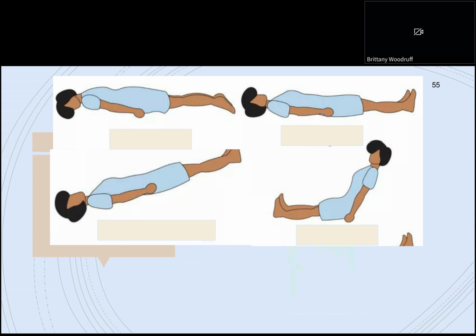Okay, so if you are laying on your stomach, what is that? Prone. What about on your spine? Supine. Supine spine. With your feet above your head? Trendelenburg.